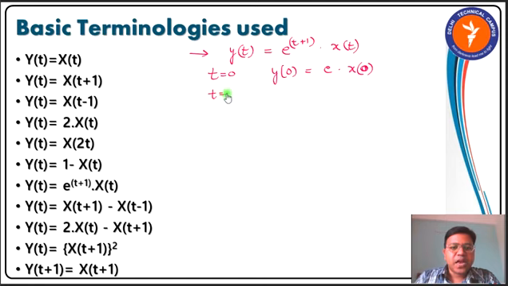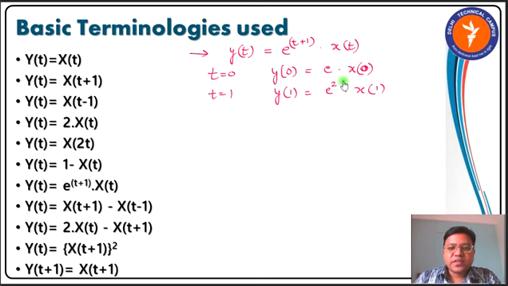Similarly, if I change the time instant to 1, then y(1) will be equal to e squared times x(1). Here the output at t equal to 1 is equal to e squared times x(1), that is, the output at t equal to 1 will be dependent on the input at t equal to 1, but it will be scaled.